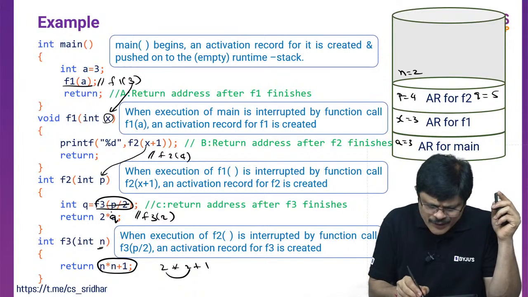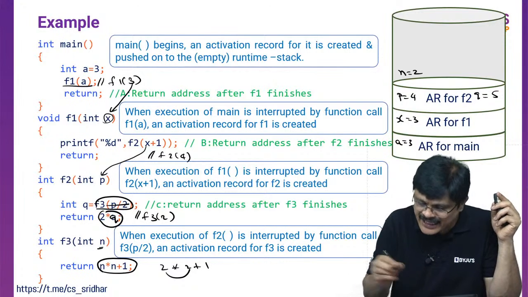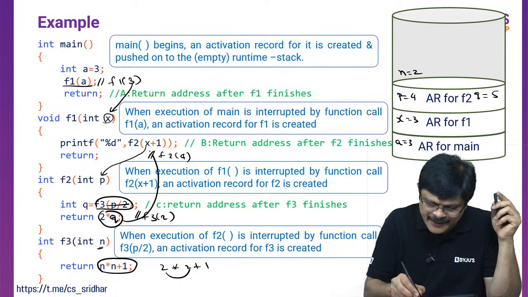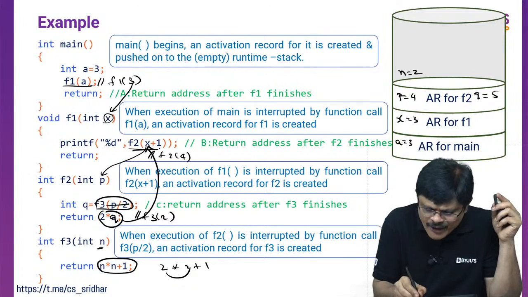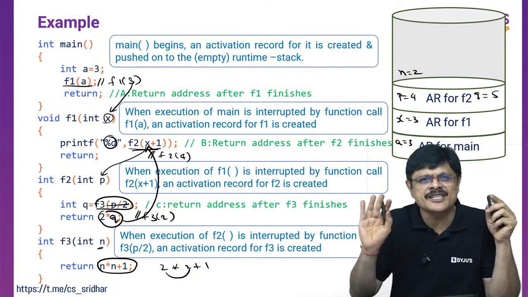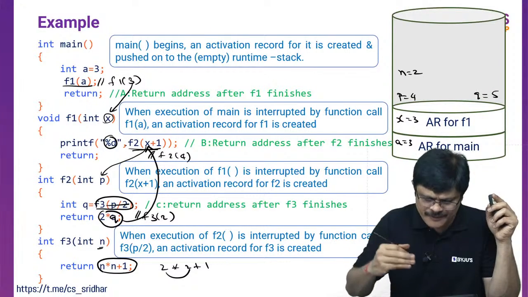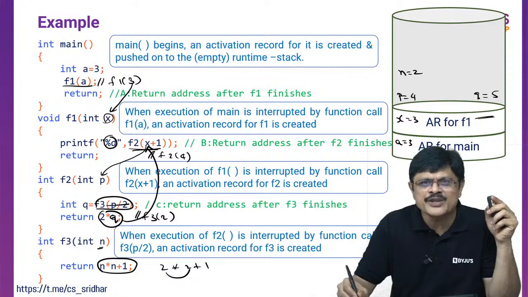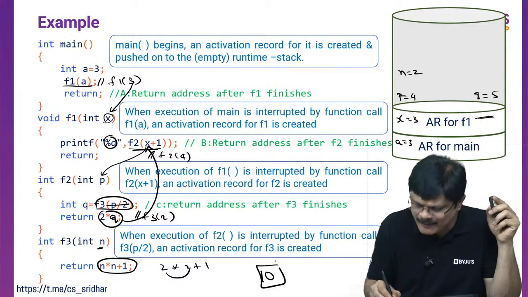Now this q value is 5, and what is it returning? It is returning 2 into 5, that is 10. It is returning 10. And that returned value is not stored anywhere, it is just printed. Whatever value you send back is just printed by using this conversion specification. So 10 is printed. f2 is gone, and here the printing happens. So only 10 is printed, my dear friends.